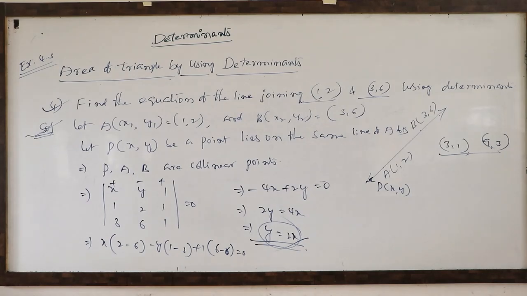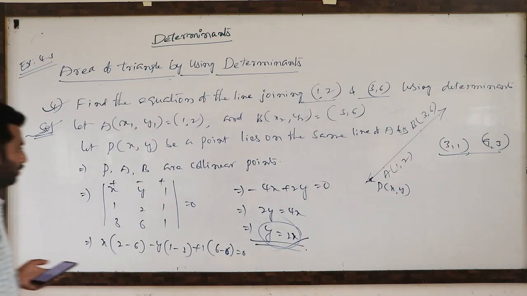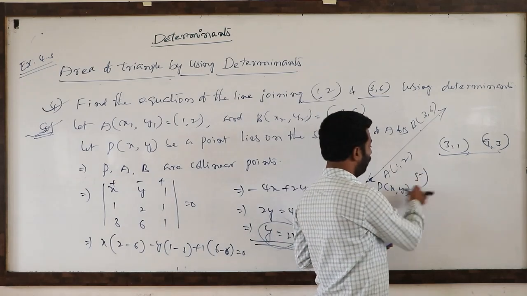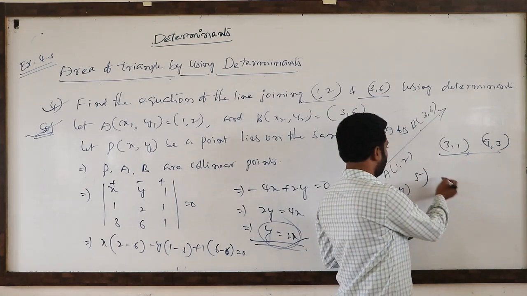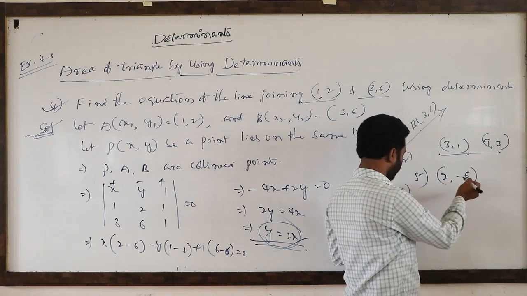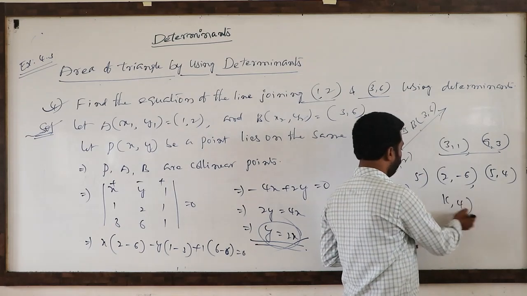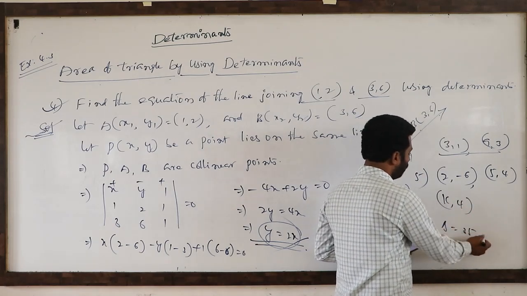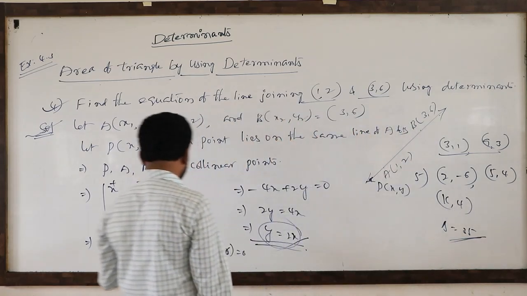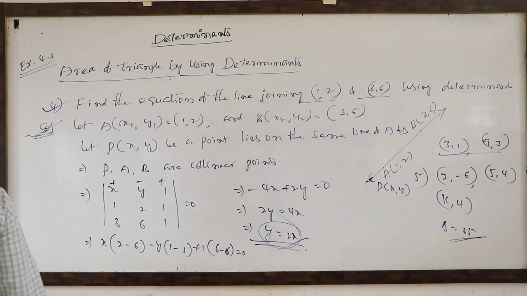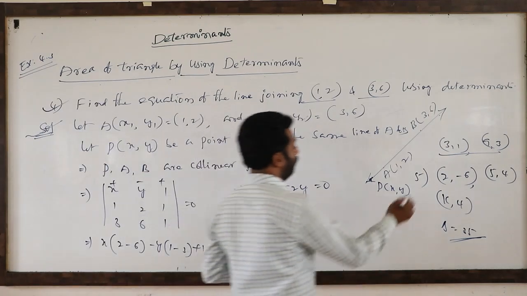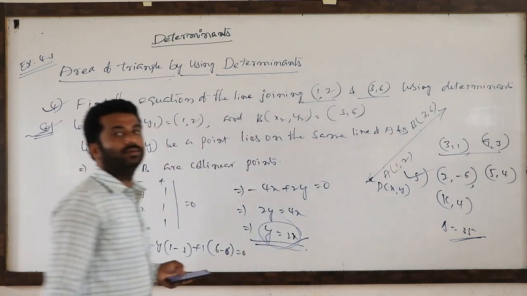At the same time, question number 5. The area of the triangle is 35 square units with the vertices 2 comma minus 6, 5 comma 4, and k comma 4. You have to calculate the value of k. So these are the questions. This problem, this model I already told, based on that model only you have to practice. Okay, thank you.